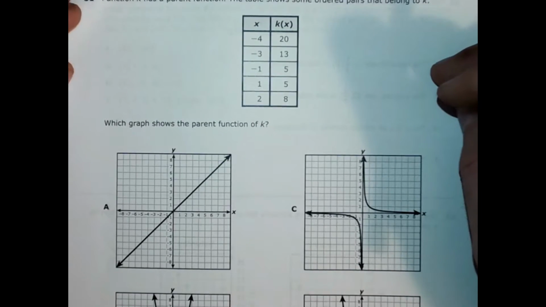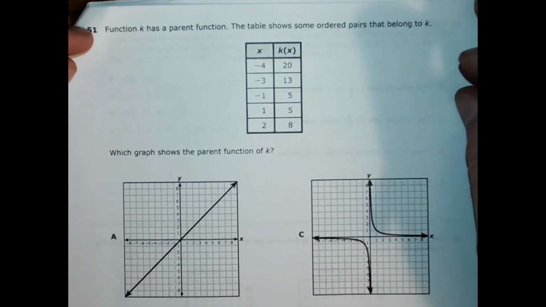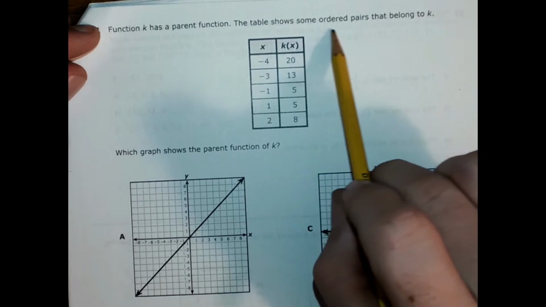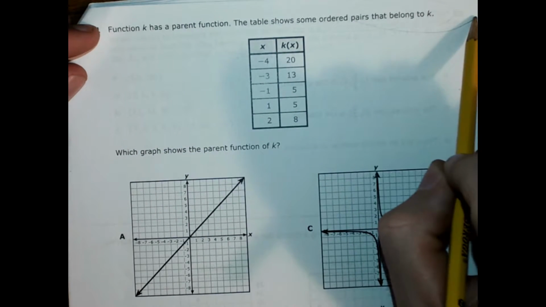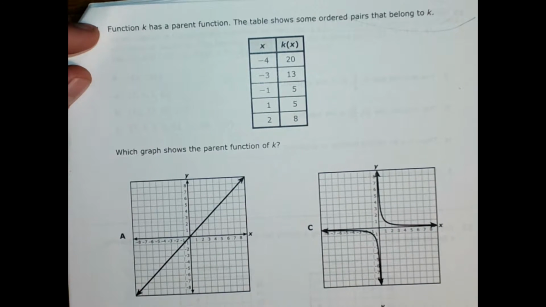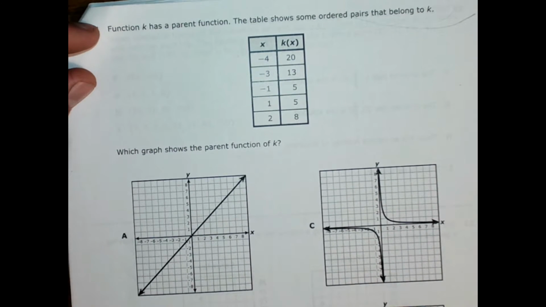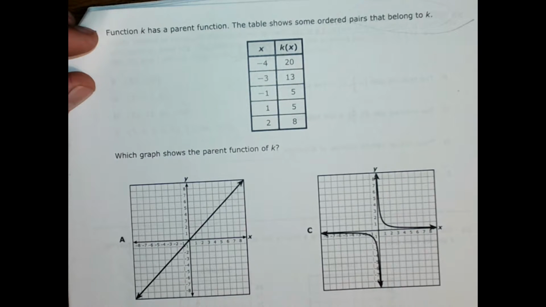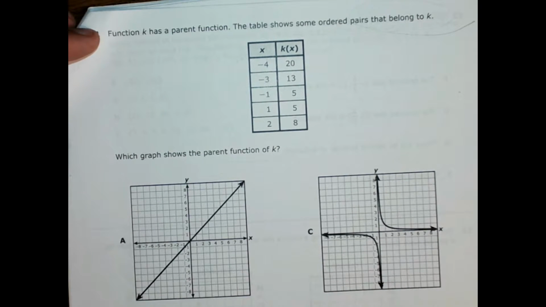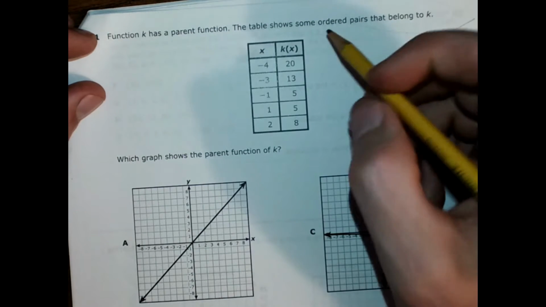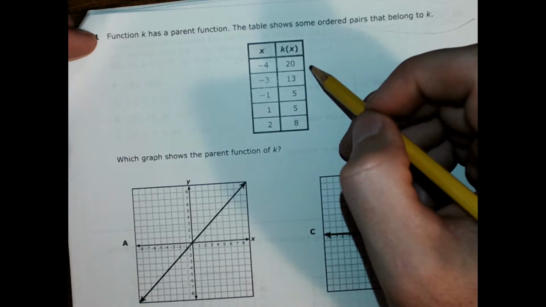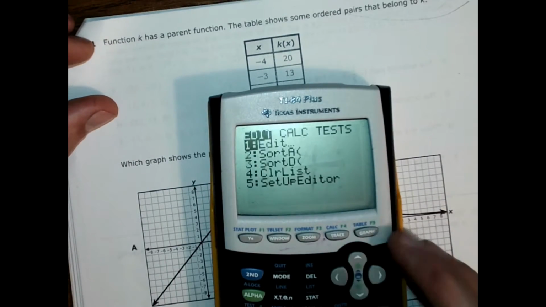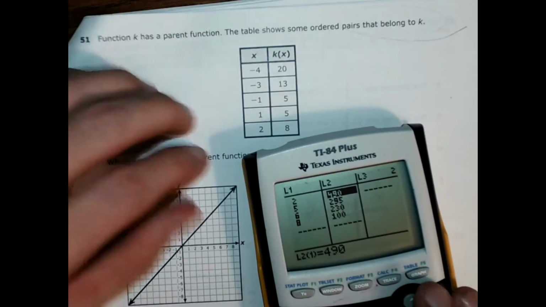51. Function k has a parent function. The table shows ordered pairs that belong to k. Which graph shows the parent function? Well, I haven't been told if it's linear, quadratic, exponential, or other. But I still wonder if I can use the calculator's stat feature to help me figure it out.